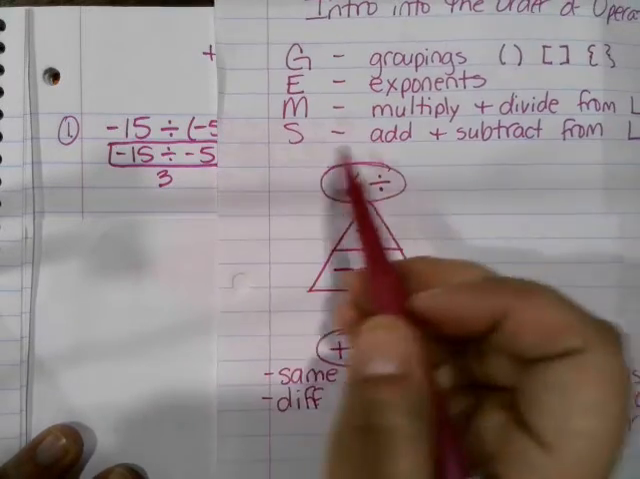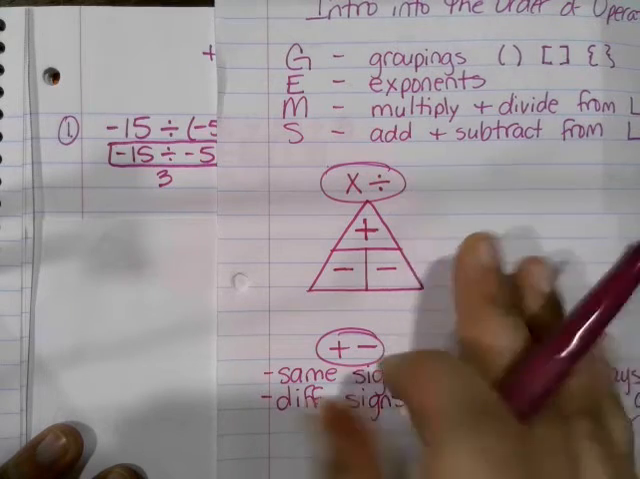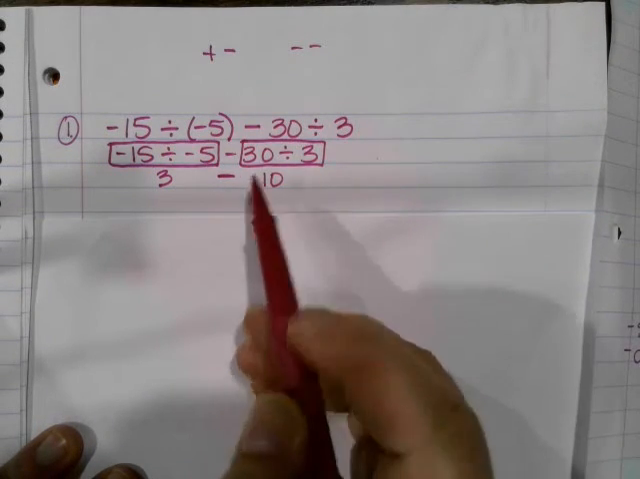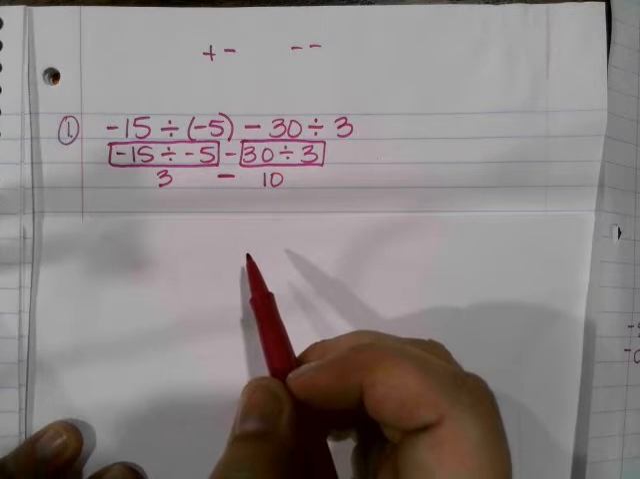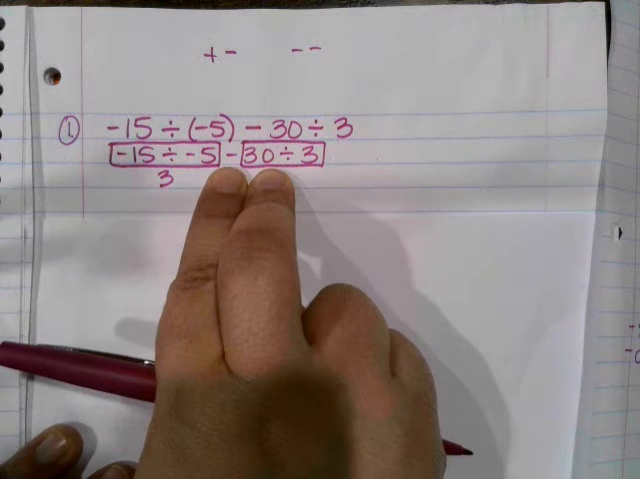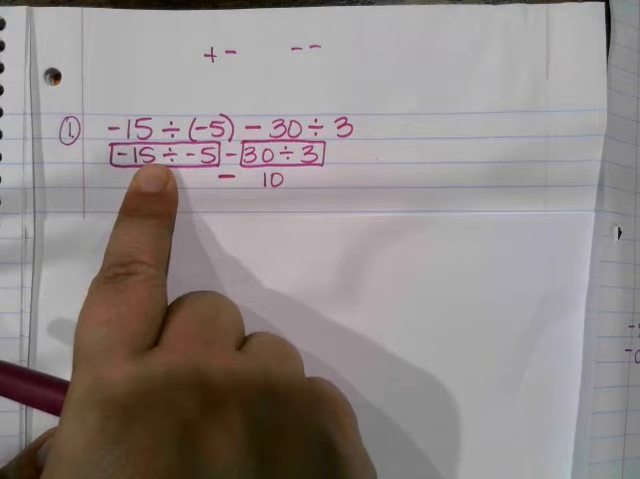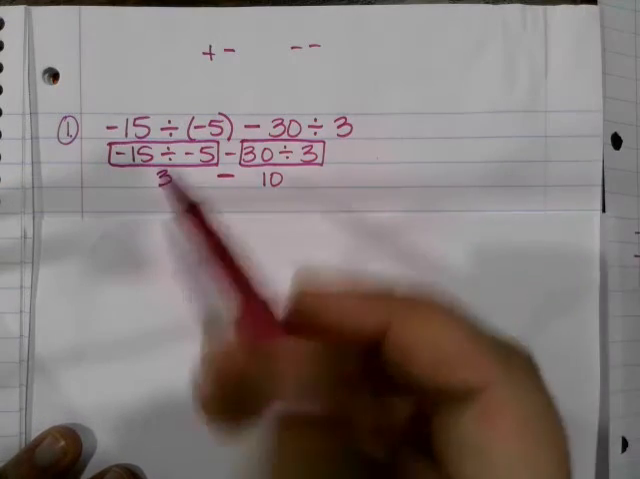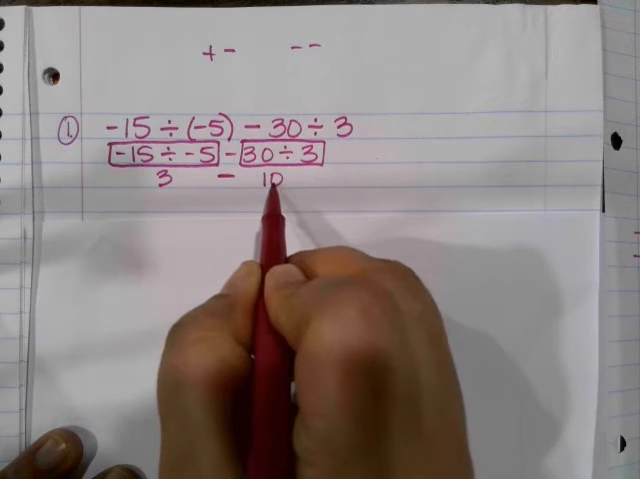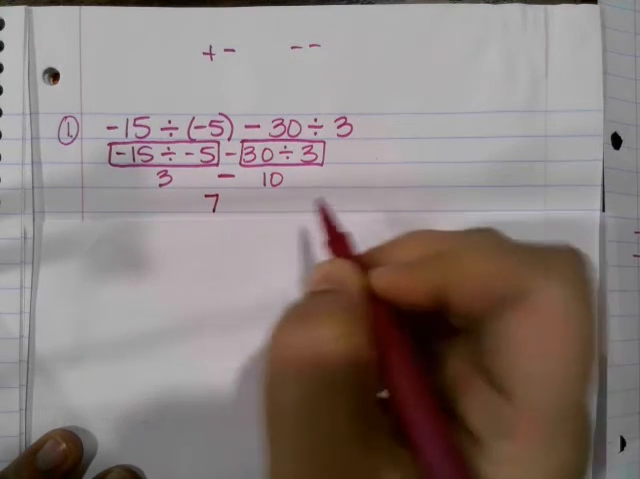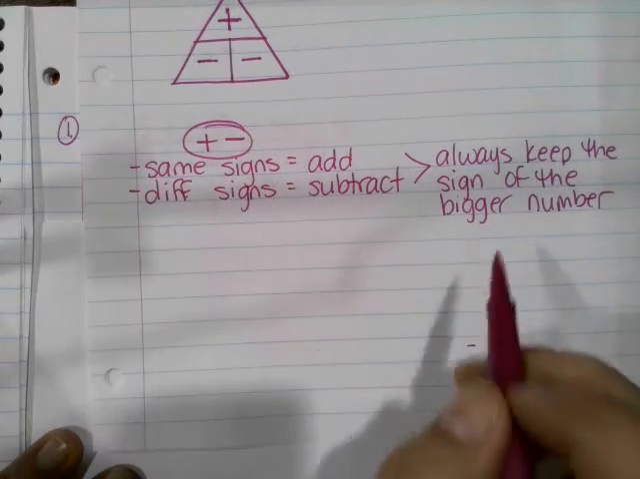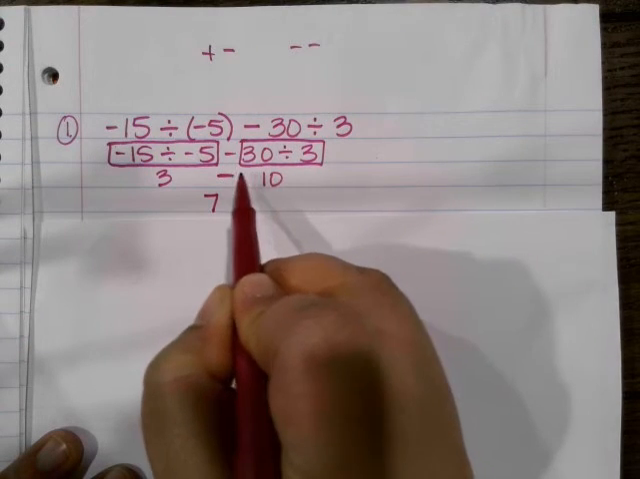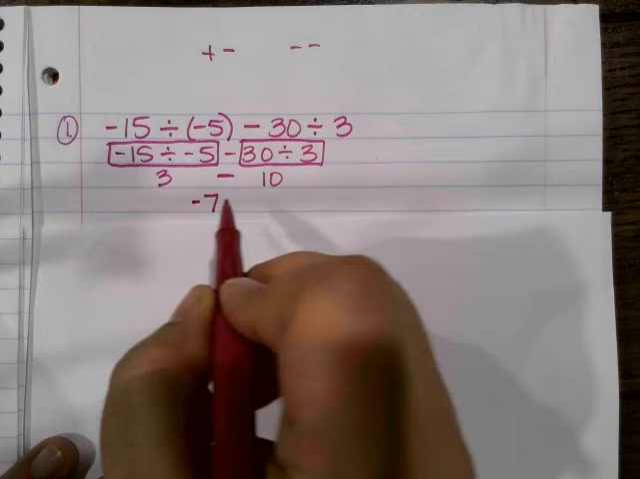Now I'm on to my last step. I've done all the multiplication and division. Now I'm going to add and subtract. All right, this is a subtraction problem, but remember, when we're adding and subtracting, we're looking for same sign or different signs. So the 3 is positive, the 10 is negative, so the signs are different. So when the signs are different, I'm actually going to subtract. 10 minus 3, because the bigger number is 10. 10 minus 3 is 7. And then, of course, at the very last, we always need to keep the sign of the bigger number. 10 was bigger, it was negative, so my answer is negative 7.